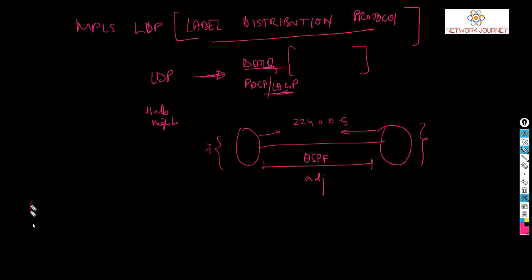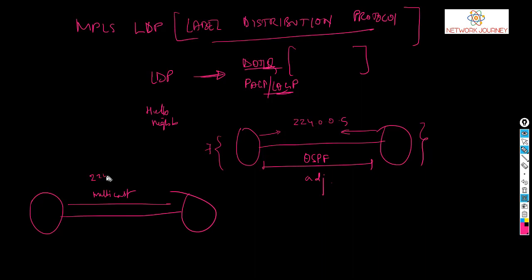The same thing if I say in terms of LDP, LDP is also going to work on multicast. The multicast IP here is 224.0.0.2. It is also using unicast messages to form the neighborship. So let's say they send the hello packet on multicast. Once they form the neighborship, the neighbors then use unicast to keep the neighbors up and running. So this is the LDP process.